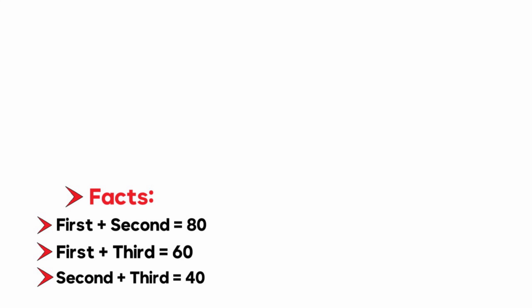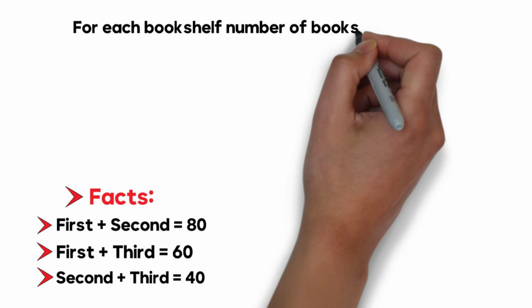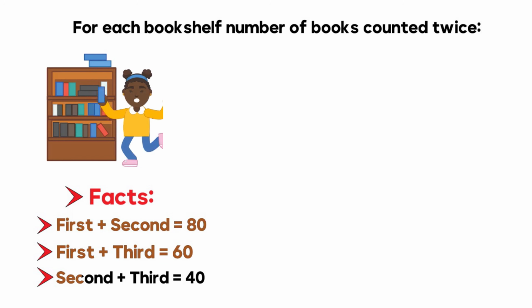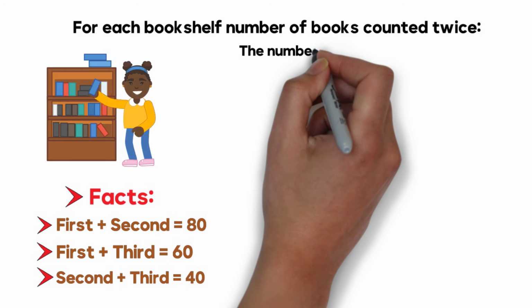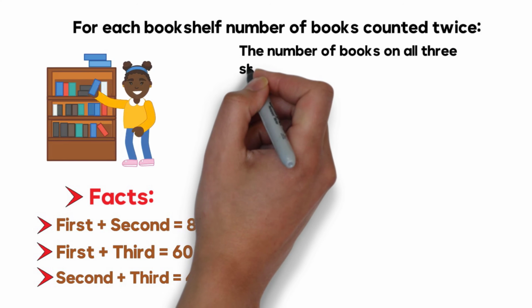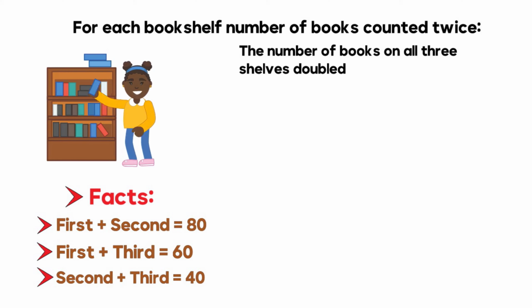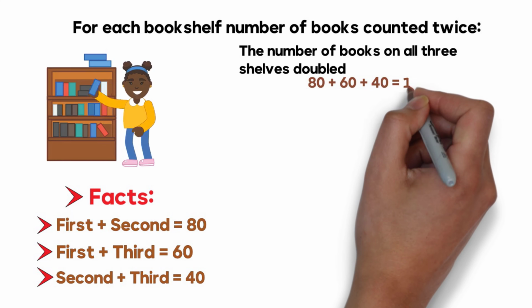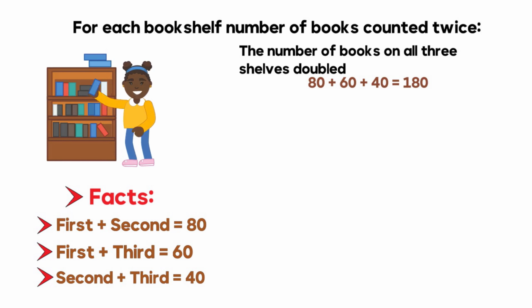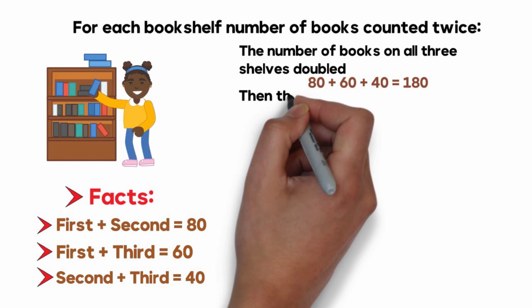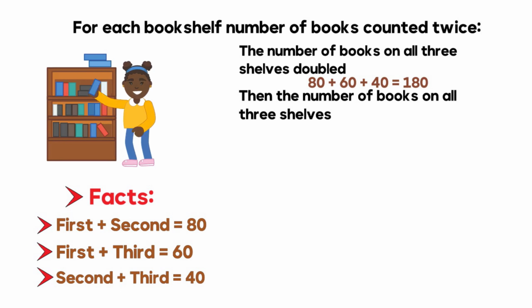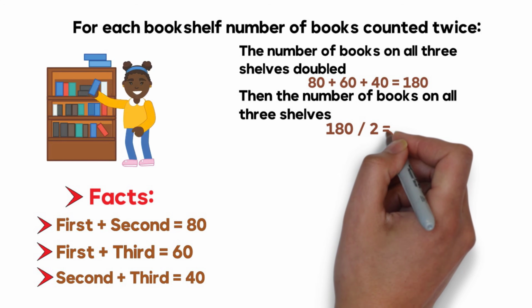And what's interesting about this fact is that each bookshelf is presented here twice. First is twice, second is twice, and then the third bookshelf also appears in these calculations twice. So what we can do here, we can calculate the doubled number of books on all three bookshelves. We can do it by adding up 80 plus 60 plus 40, and the result will be equal to 180. Because 180 is the double number of books, we can calculate just the total of books on all three shelves. We can do it by dividing 180 by 2, and the result is 90.